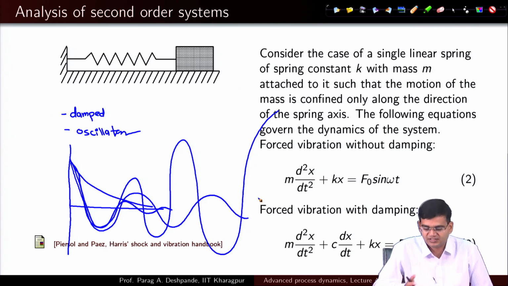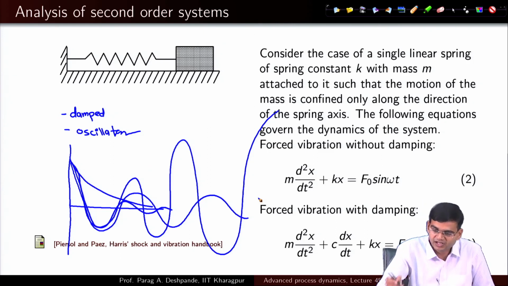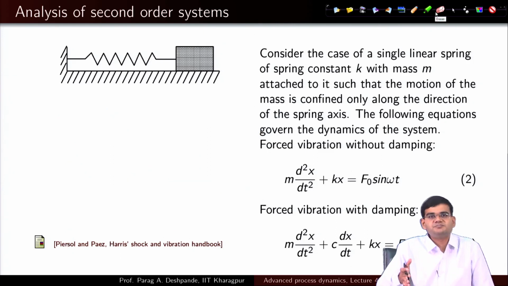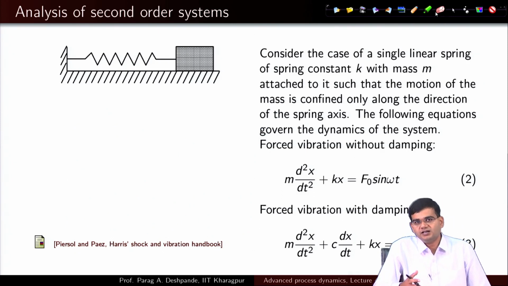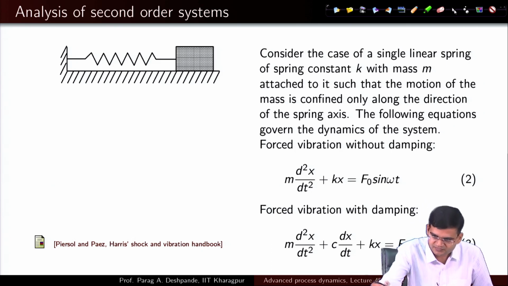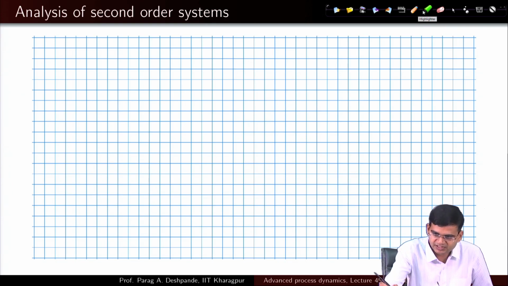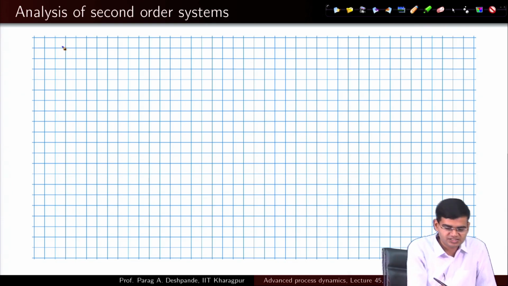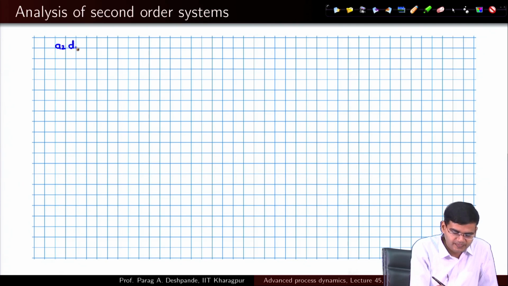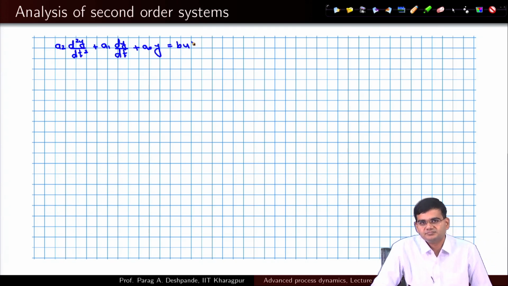In the previous case, we saw only monotonous behavior, but then how would you get all of these responses from a second order system in transform domain? Let's look into that. So, imagine that I can write a general second order system as A2 d2y by dt squared plus A1 dy by dt plus A0 y is equal to v times u, the general second order system, right.